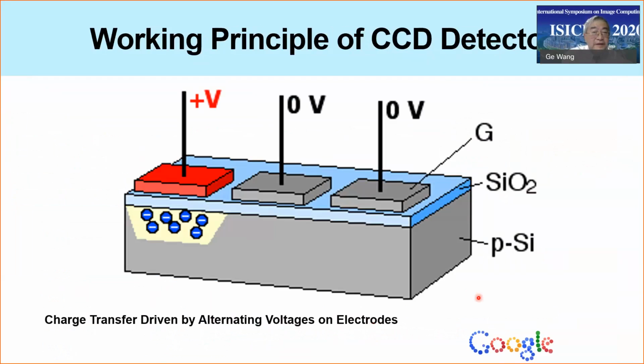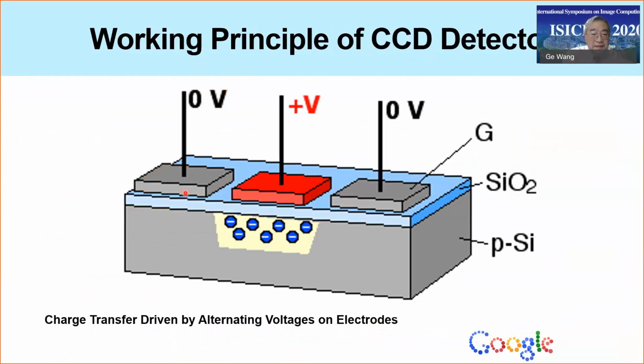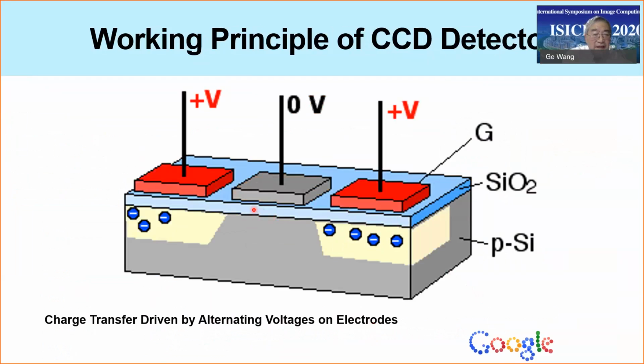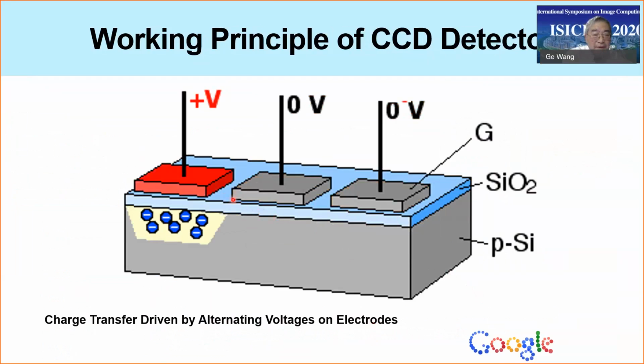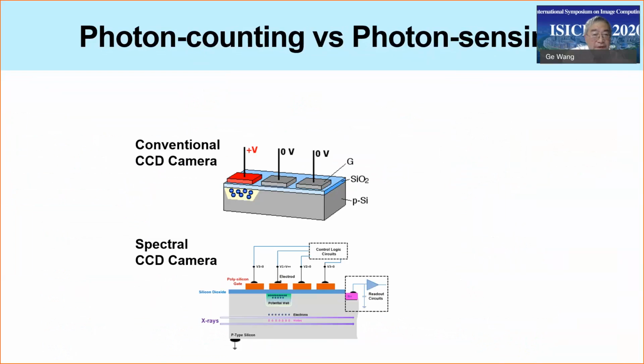In this figure, you see the working principle of a CCD detector. This very nice animation shows that charge transfer can be driven by alternating voltage on electrodes. The CCD camera is well known. With a CCD camera, the light signal comes in vertically, but with deep silicon technology, the X-ray beam penetrates the silicon substrate horizontally.